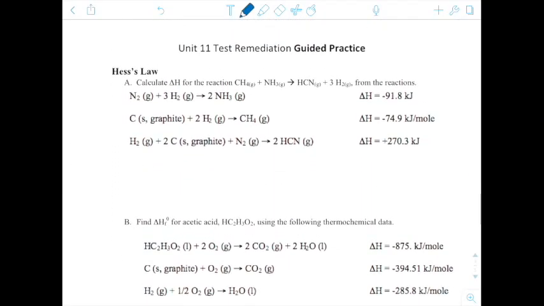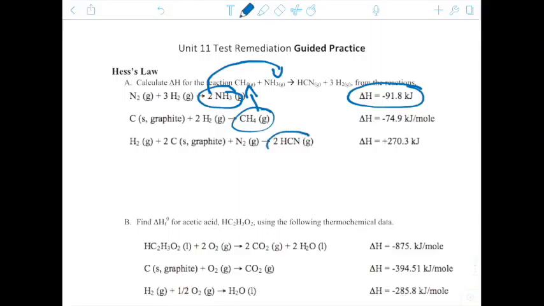Moving on to Hess's law. It says calculate the delta H for the reaction of, we see methane reacting with ammonia to produce hydrocyanic acid and hydrogen gas. Now, when we're using these, we're looking at the delta H for each individual thing. And we see that this is going to be ammonia, this is going to be our methane, and then this is our hydrocyanic acid. And so these are basically their heat of formation of each one of these. Now, hydrogen doesn't have one because it basically is zero because it's in its natural state.